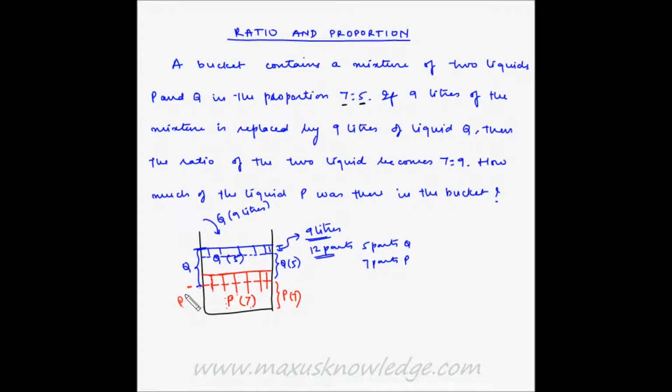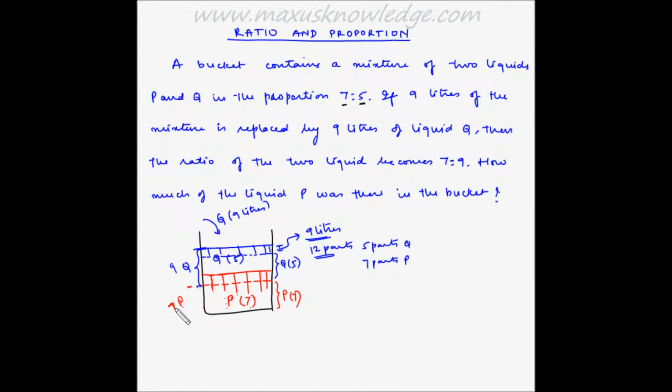So the new ratio of P to Q becomes 7 to 9. So basically if you divide the total mixture now into 16 equal parts, then 7 parts is P while 9 parts is Q. So we have to now find out how much of P did we originally have. So let's solve this example.